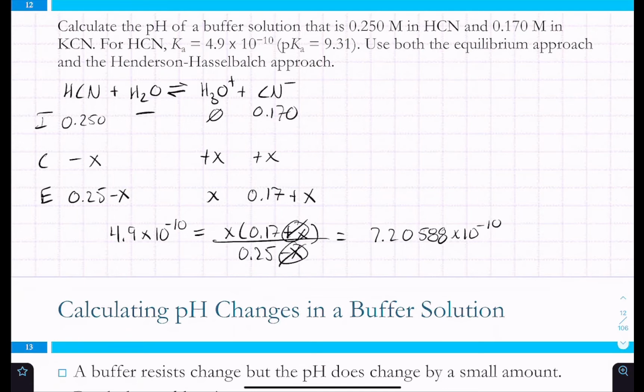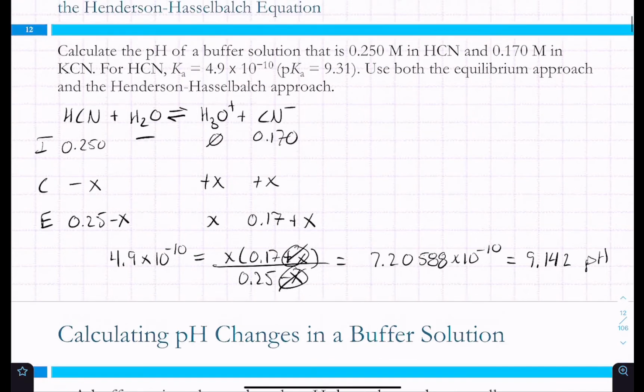And we want the pH. So the negative log, that big number, equals 9.14. 9.142. Oh, I guess Ka only had 2 sig figs. All right, now observe how much time we save.